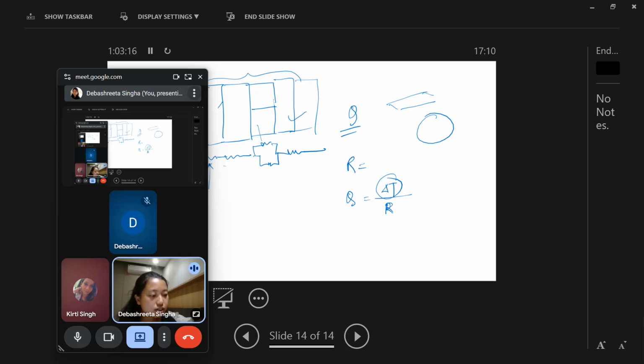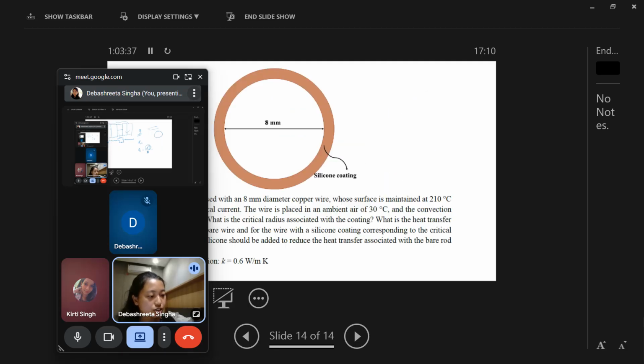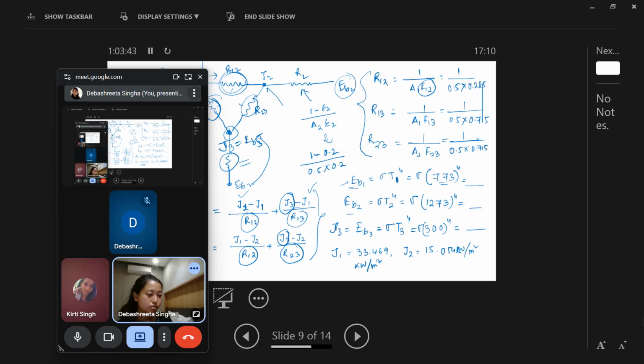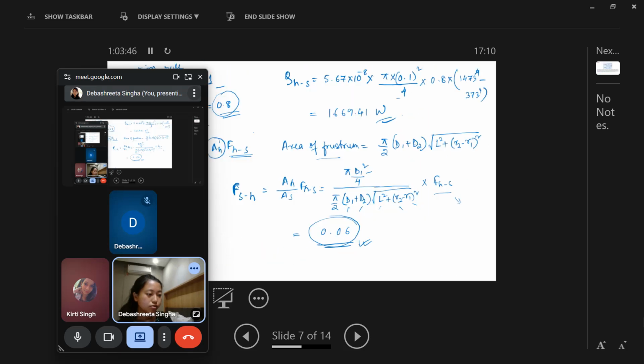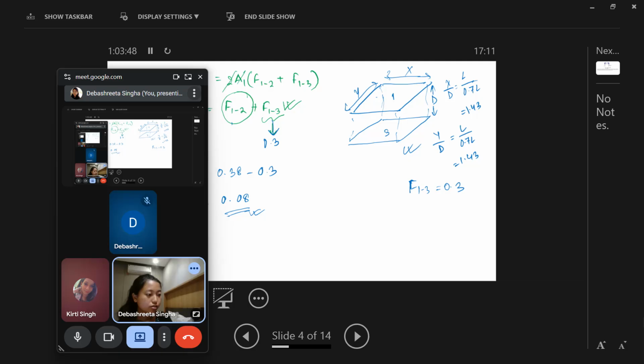In some applications you will require more insulation, in some applications you will require less insulation, and you also have to see all the other engineering aspects. That's why we require this critical radius calculation. And then in conduction, what else do we have? Sorry, no, I think this is pretty much all in conduction.